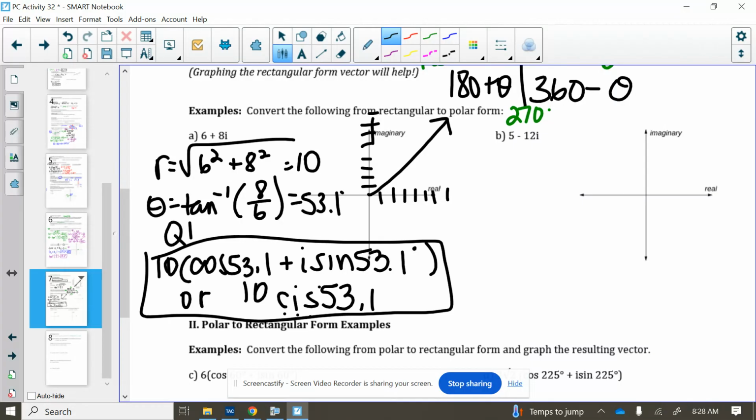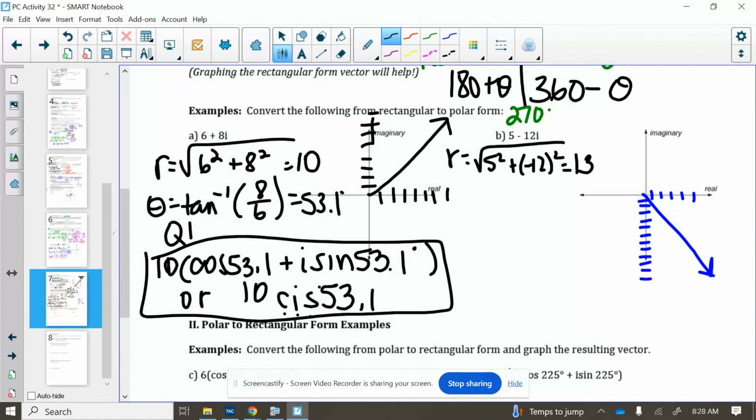In our second example, we are going to the right 5 and then down 12. So 1, 2, 3, 4, 5, 6, 7, 8, 9, 10, 11, 12. This time we're moving into the fourth quadrant. So as we start looking for these, we have the square root of 5 squared plus negative 12 squared. So that's 169. The square root of that then is 13.